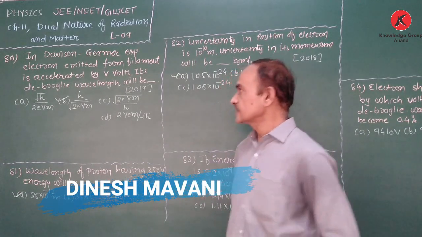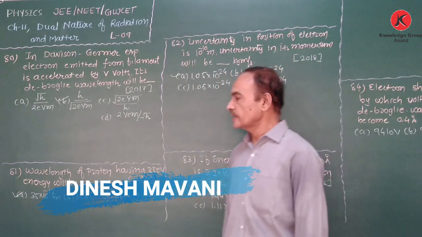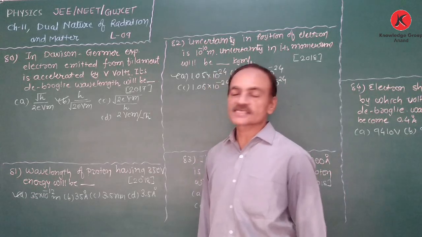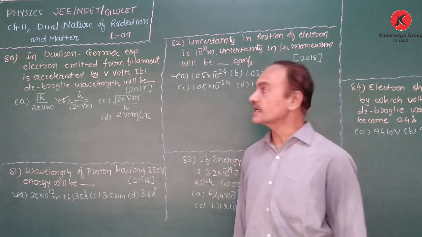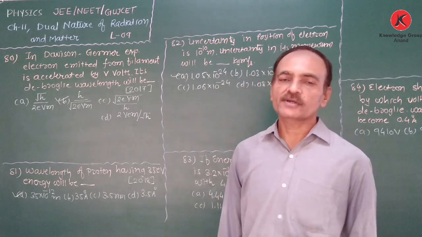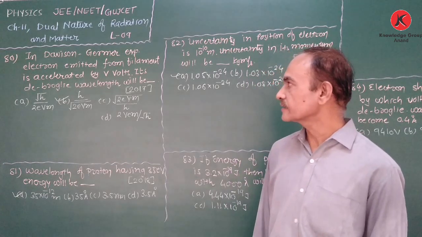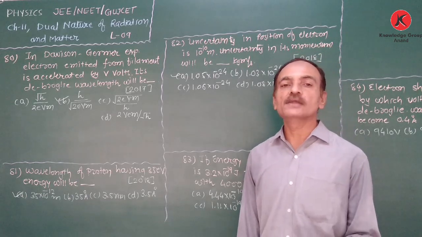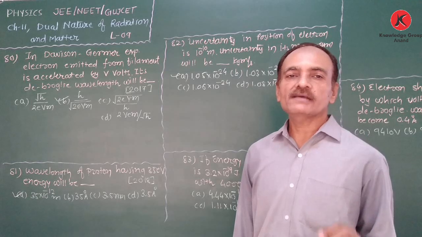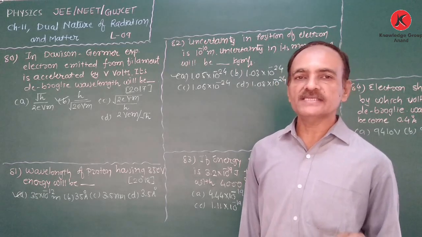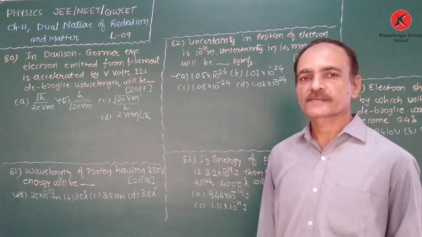Good morning, friends. In the 2017 set, we start our discussion of the MCQ questions. First: in the Davisson-Germer experiment, electrons emitted by the filament are accelerated by the voltage V. Now, its de Broglie wavelength is denoted by which of the following equations?